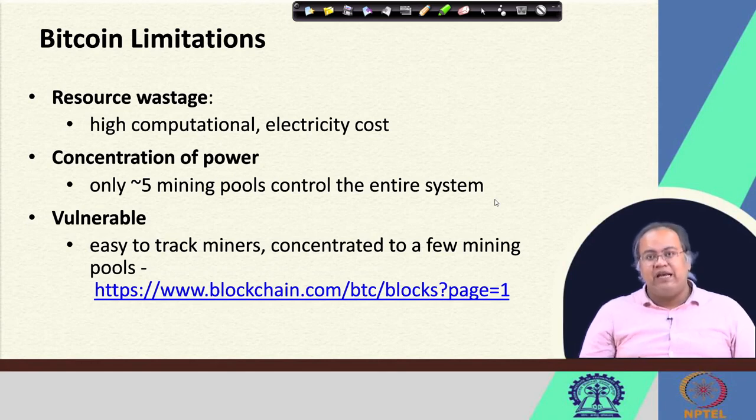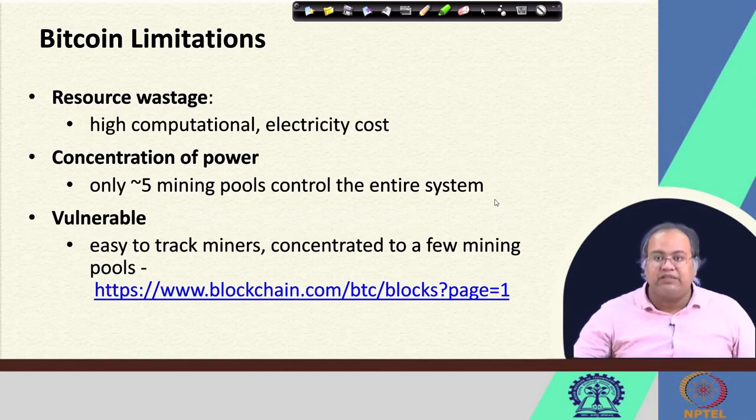But if I try to see the limitations of Bitcoin, first of all, it has significant resource wastage. It needs high computational power, it takes a lot of electricity cost because the computation is much more challenging. Then it can have this concentration of power. Typically 5 mining pools control the entire system, and when around 5 mining pools control the entire system, there can be possible vulnerabilities. So, you can easily track who the miners are, and you can collude those miners. As I mentioned, the entire system is concentrated in a few mining pools.